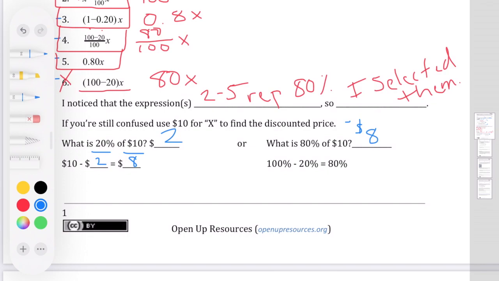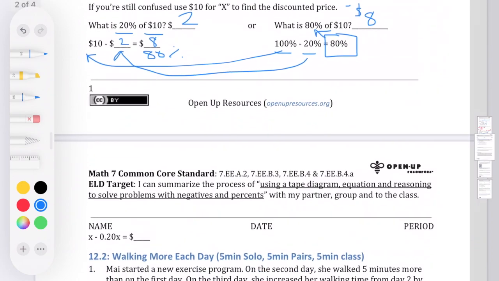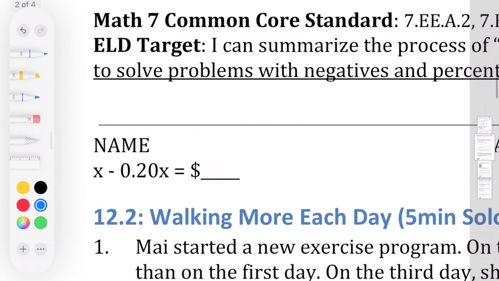And that's the same thing as going 100% minus 20% equals 80%. And that's how we get that 80% right there. Here, we technically had our 100% and we subtracted the 20% to get our 80% right here, which was $8. And then down below, if you have 1x, you're subtracting 0.20 from it, you're going to get 0.8x, which we know 80% of $10 is going to be $8.